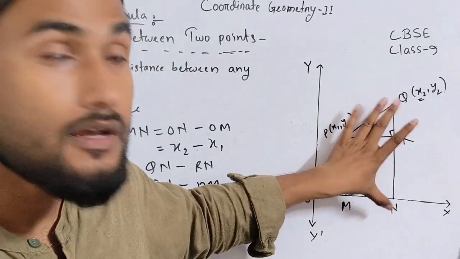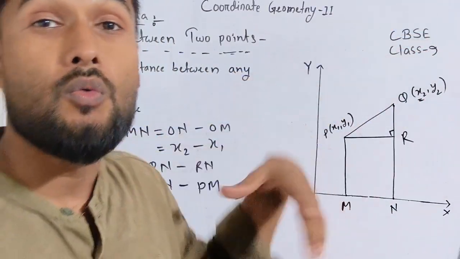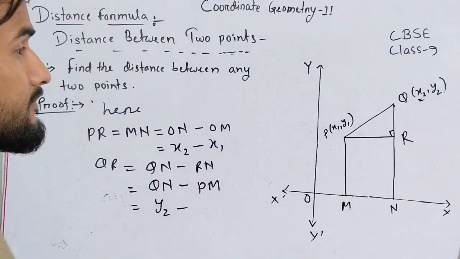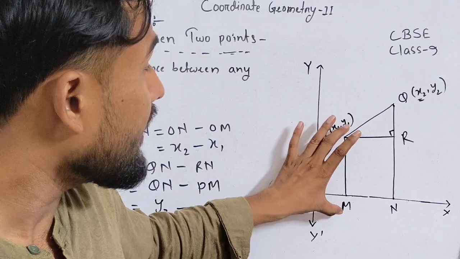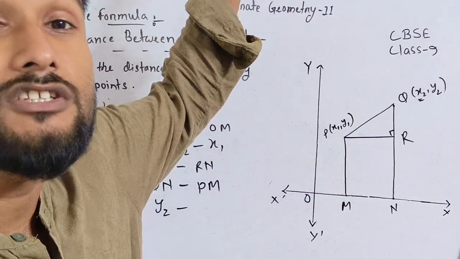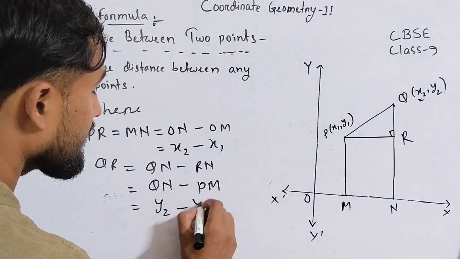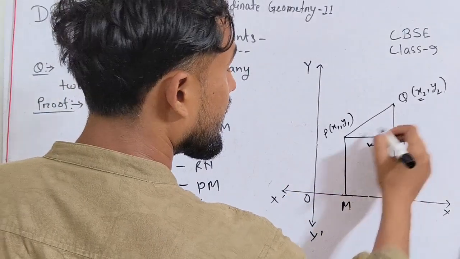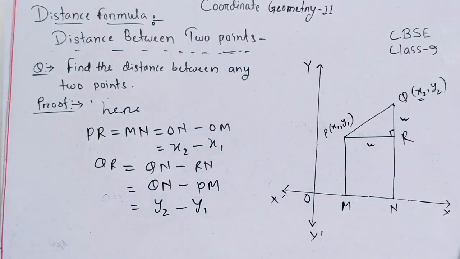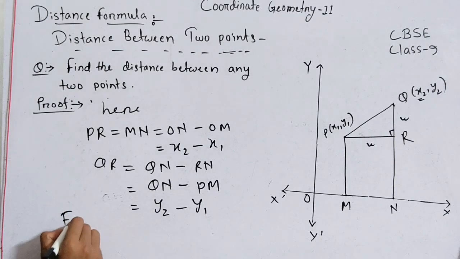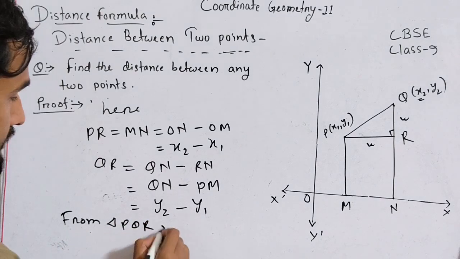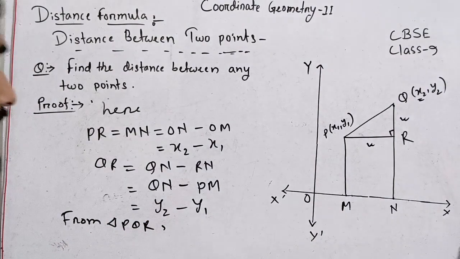QN is here. Since it is the positive direction of the y-axis, we can take the y coordinate. The y coordinate here is y2, minus PM. And PM again is along the positive direction of the y-axis, that's why we can take y1. We have already found the values of PR and QR. Now let's use the Pythagoras theorem from triangle PQR.